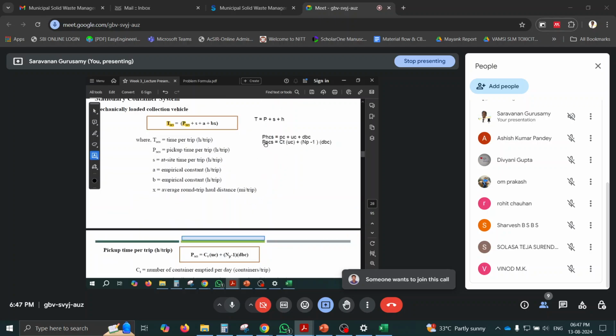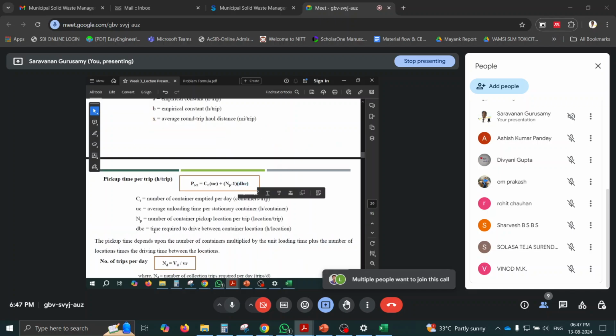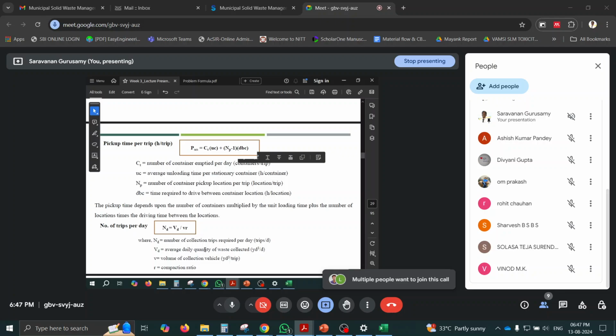As I mentioned, the pickup time for the stationary container system is the number of locations we have, the number of containers we have addressed, into unloading time plus the number of locations we have addressed minus 1 into the distance time, the time taken to travel between the locations. Time taken to drive between the container locations.